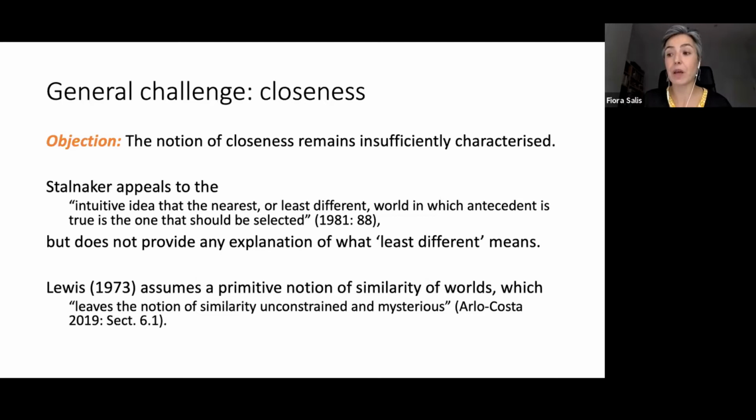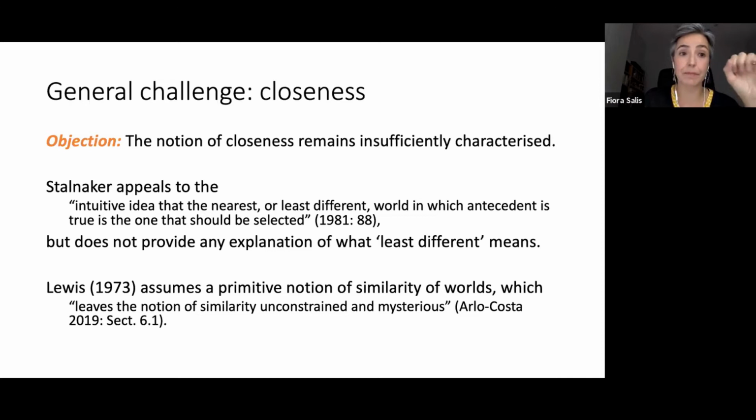Lewis, on the other hand, assumes a primitive notion of similarity of worlds. He says it explicitly. He's not interested in defining this. It's a notion that provides the grounds for the development of his semantics, possible world semantics. And this primitive notion of similarity leaves the notion of similarity itself unconstrained and mysterious, or so says Arlo-Costa in another entry of the Stanford Encyclopedia on possible worlds. This is a very well-known challenge to this framework, but as I said, upholders of this analysis may just be happy to live with this. However, this has consequences for the case of modeling.